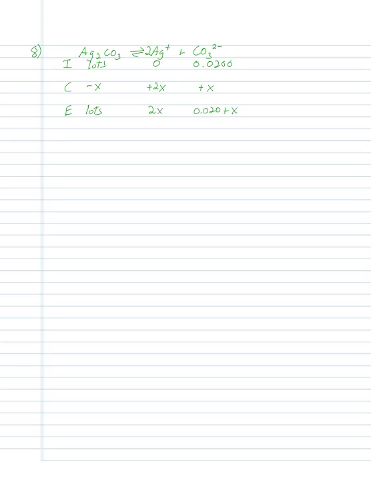Okay, so now we set up our KSP expression again. It's the same one as before. So we have 8.1 times 10 to the minus 12 is equal to concentration of my silver ion, 2X, that gets squared, times concentration of my carbonate ion, which is 0.020 plus X. Okay, now we notice that we do have a really small KSP there, and so we're just going to try this by ignoring that X. Essentially it's close enough to 0, it's far enough away from the 0.02 that we're banking it's not going to affect its value very much.